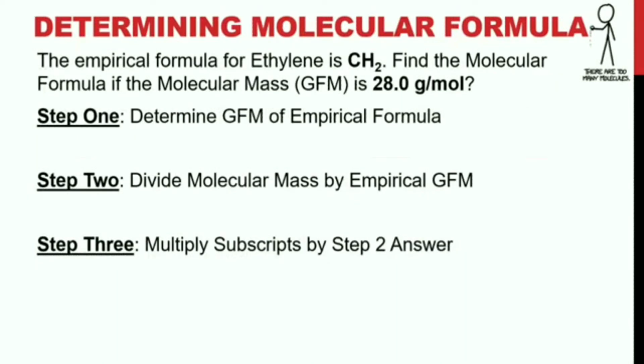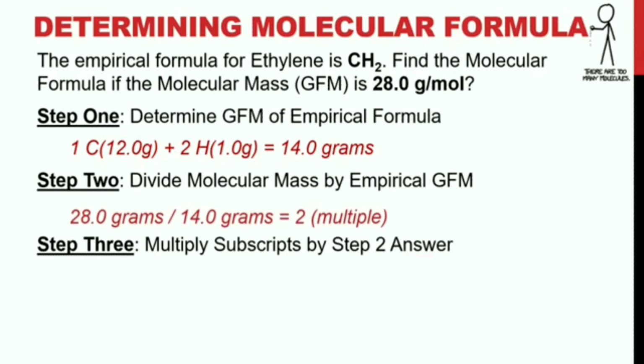In this problem, we are given the empirical formula of ethylene and its gram formula mass. In order to find the molecular formula, we will first find the gram formula mass of CH2. Step 1 is done. Step 2, divide the molar mass given in our problem by the gram formula mass of the empirical formula. You can see it in the question, it's given to be 28 grams per mole. That means you take 28 grams and divide by the empirical mass of 14 grams. That means our multiple is 2.